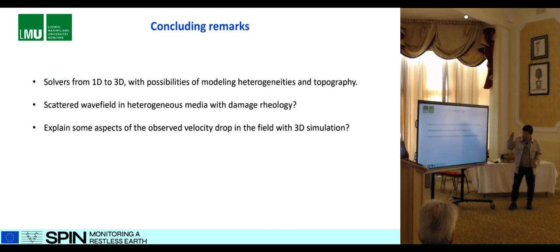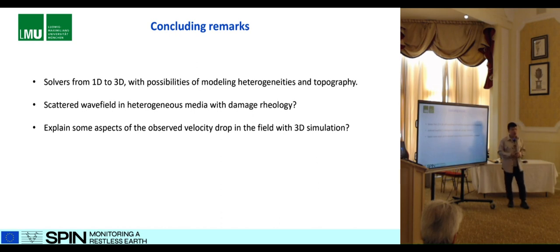And with this slide, I conclude my presentation. So we now have software that can possibly solve the equations from 1D to 3D with the possibility of modeling heterogeneities and also topography. And the question that I'm planning to answer is maybe we can try to use the heterogeneous media in 2D with random media theory to study the scattered waves and see how the coda wave really looks like. And the second question, maybe we can try to simulate real earthquakes and see which aspects of the observations we can explain with the modeling. And that's it.